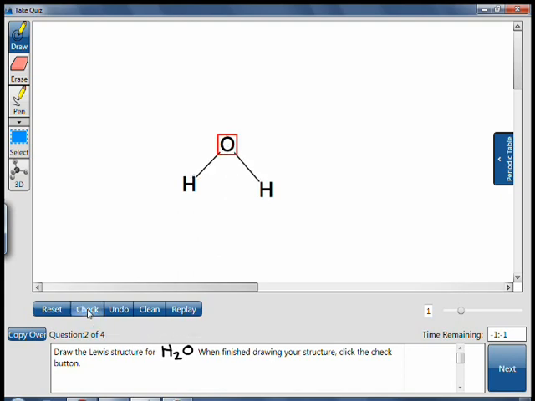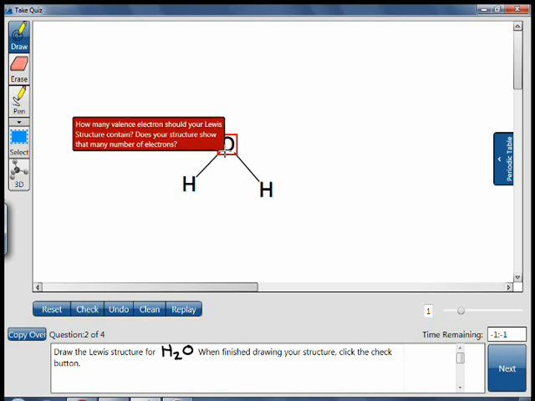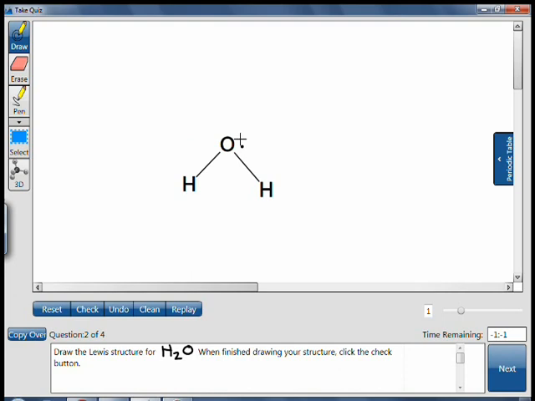Then if they click the check mode and hover over the oxygen, it would tell them to look at their valence electrons. They might want to consider how many their structure shows and how many it should show. And so maybe the student this time is like, oh yeah, I should add one more lone pair.